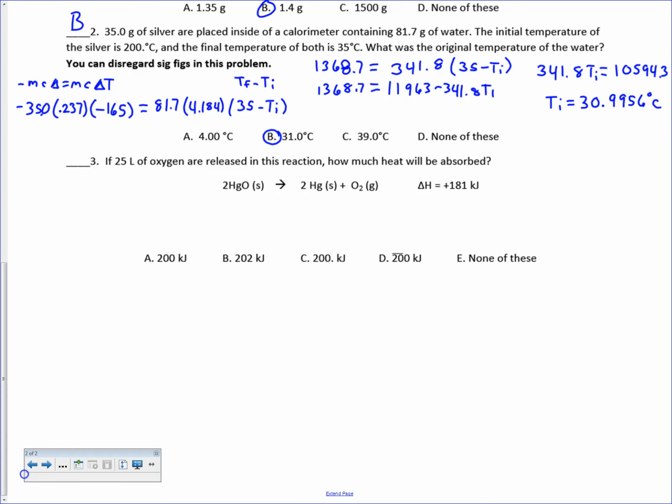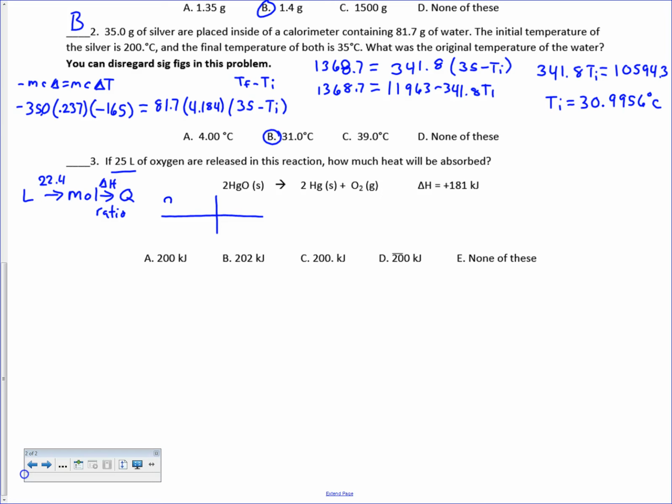For problem number 3, this is an enthalpy problem. What we've got here is we're going from liters of a substance and we're going to Q, so liters to moles to Q. Liters to moles, 22.4 is the conversion factor. Moles to Q, delta H, and the ratio are your conversion factors. So that's how this sets up.